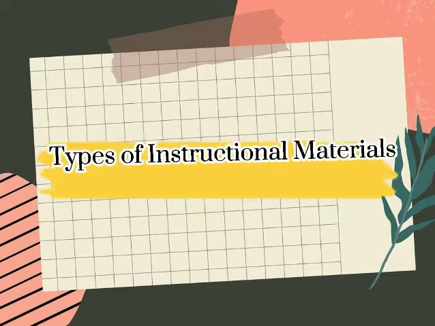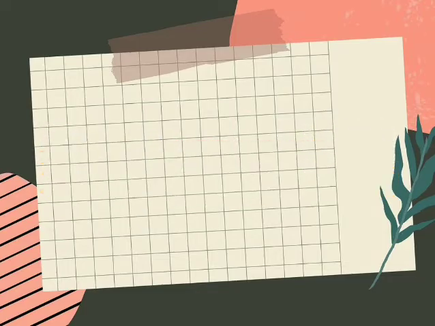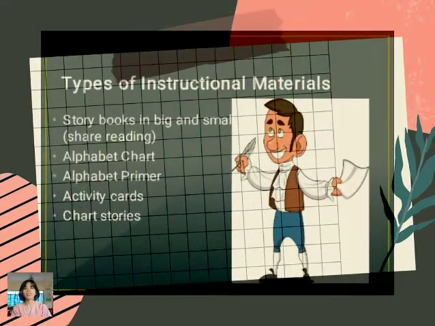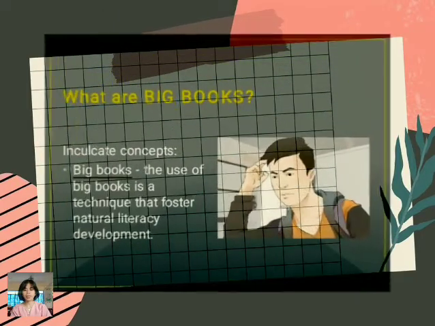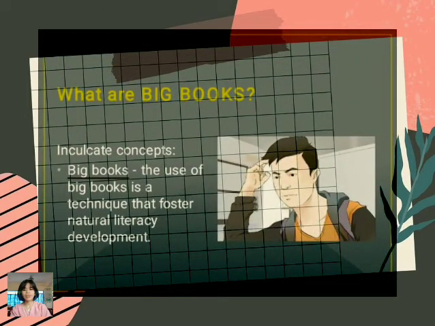Let's now proceed to the types of instructional materials. These are the types of instructional materials. Storybooks, big and small, in shared reading. Alphabet chart, alphabet primer, activity cards, and chart stories. What are big books? The use of big books is a technique that fosters natural literacy development. So, there are pedagogical reasons why big books are considered the best in promoting literacy.